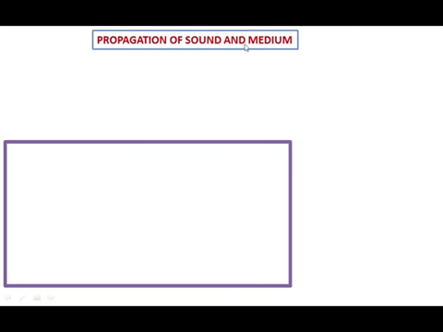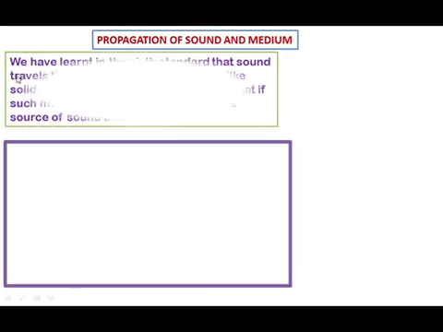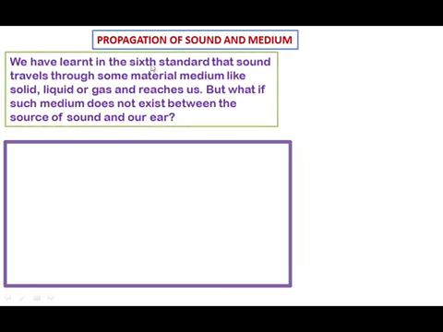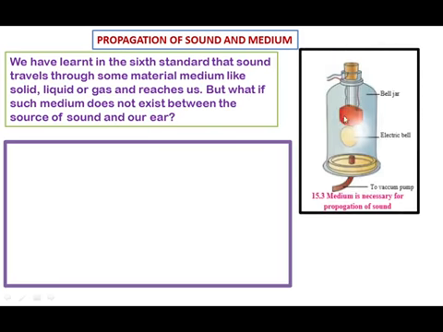Propagation of sound and medium. We have learned in 6th standard that sound travels through some material medium like solid, liquid or gas and reaches us. But what if such a medium does not exist between the source of sound and our ear? This is a simple experiment. You can do this experiment in a laboratory.